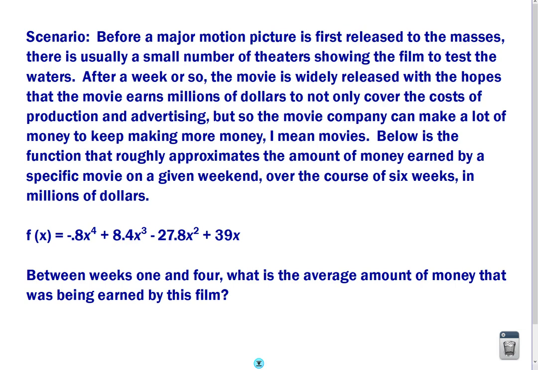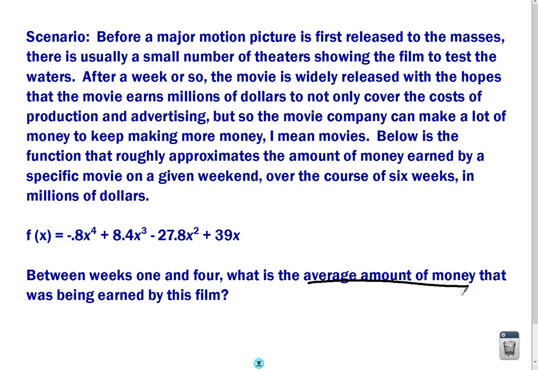Okay, so here's our function. Between weeks 1 and 4, what is the average amount of money that was being earned by this film?